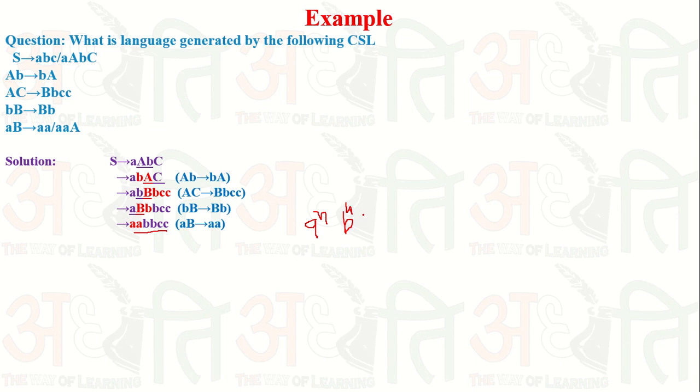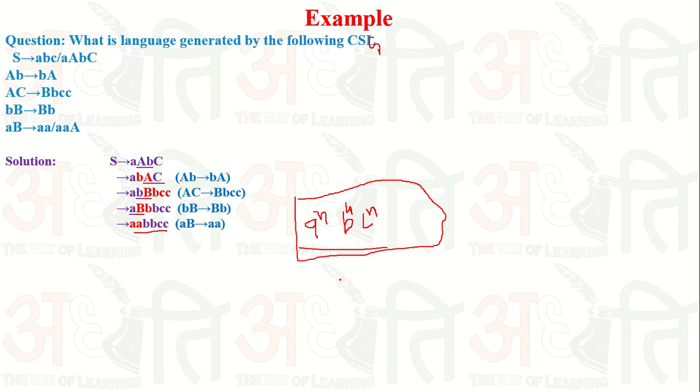So it is very important that this is a context sensitive grammar, not a context sensitive language. This context sensitive grammar produces the language a to the power n, b to the power n, c to the power n. So a to the power n, b to the power n, and c to the power n is an example of, sorry, it is a context sensitive language.